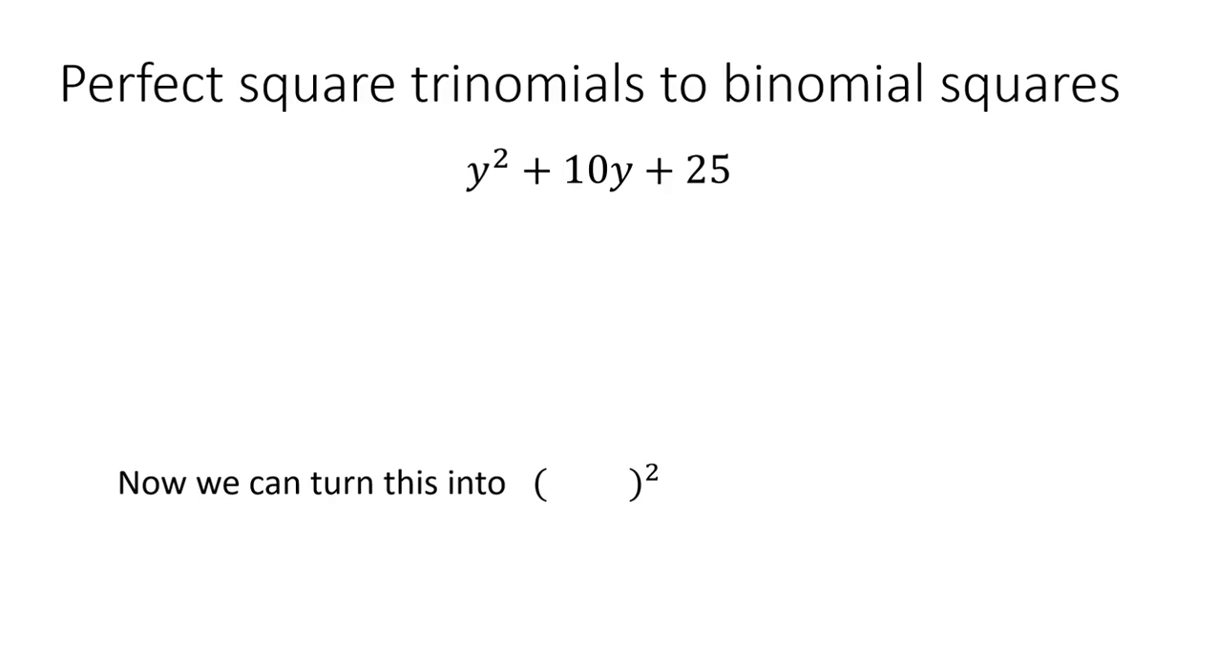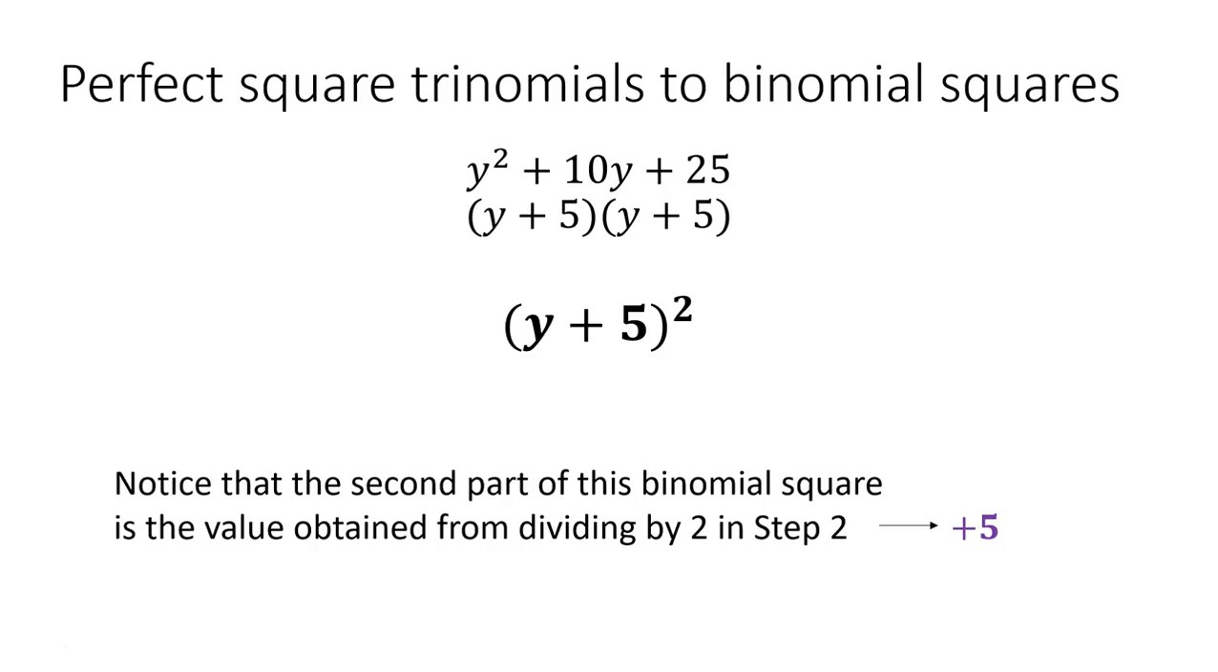Now let's turn that into a binomial square. We can factor this into y plus 5 times y plus 5. That binomial repeats itself. It is y plus 5, that whole quantity squared. We've done it. And notice that the second part of the binomial square is what we got when we divided by 2. Positive 10 divided by 2 was positive 5. That ended up becoming the second term of our binomial square.